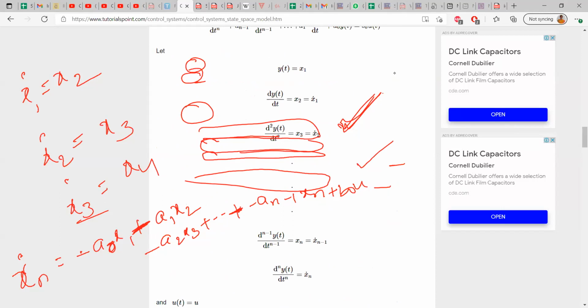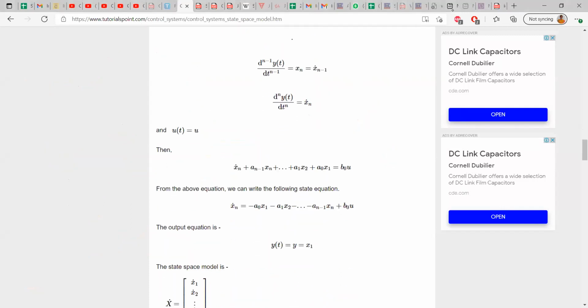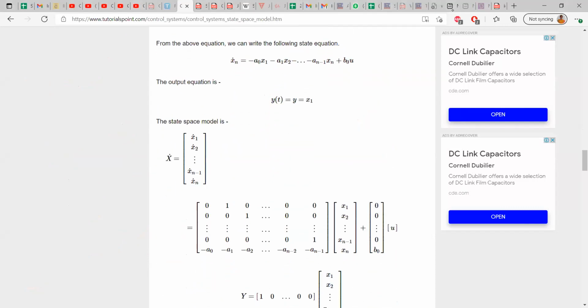What is x1 dot from the matrix? x1 dot is x2. Here also x1 dot equals x2. What is x2 dot? x2 dot equals x3. Is it clear how the matrix is framed? That's what I want to explain.